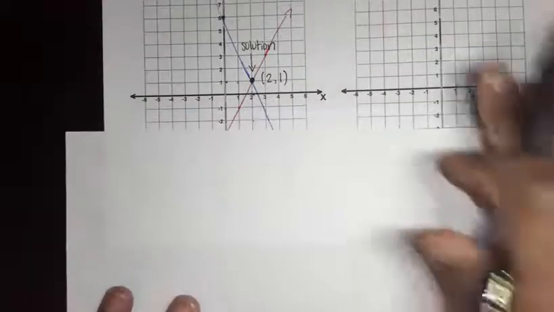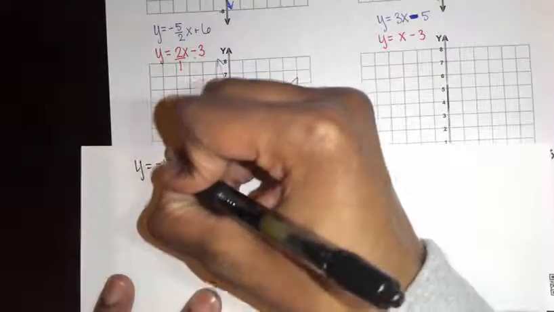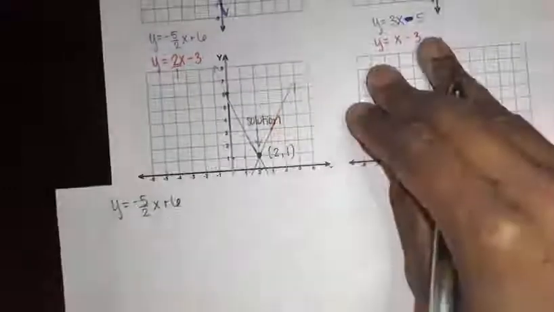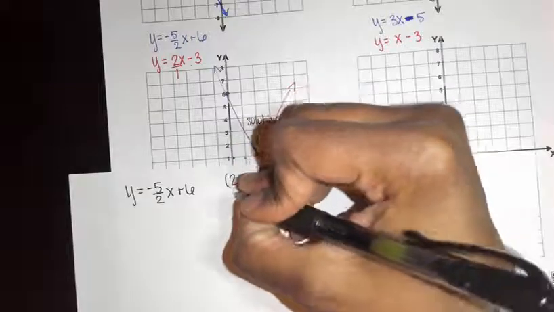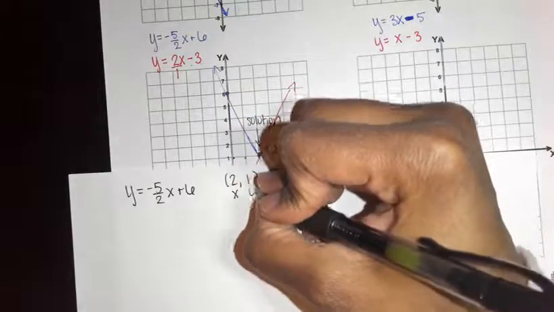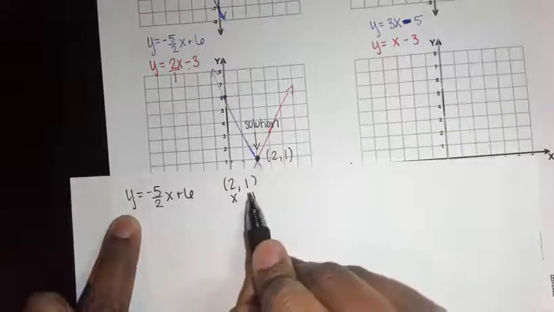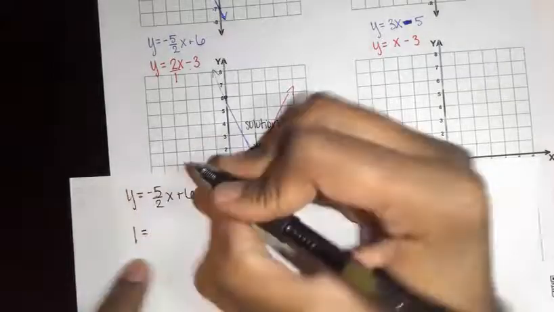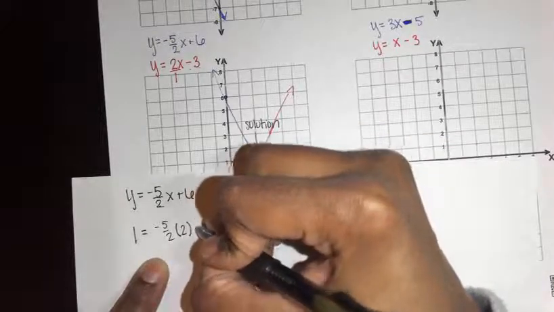So my equation y equals negative 5 over 2x plus 6. I need to verify the point (2, 1), where 2 is my x and 1 is my y. So I'm going to replace y with 1, because that is my y value. 1 equals negative 5 over 2 times x, which is 2, plus 6.